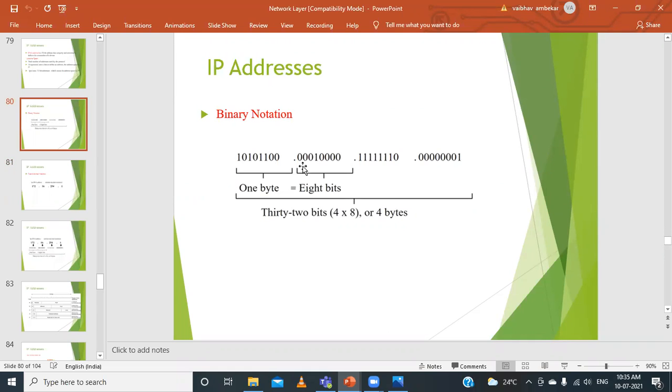What is the length of the IP addresses? We have discussed in the header format that the IP address length is 32 bits. So when you're representing in binary notation, it will be a group of 4 bytes, or we can say 4 octets, like 1010 and so on. Whenever you're representing with either the binary notation or the decimal notation, there should be some dot.